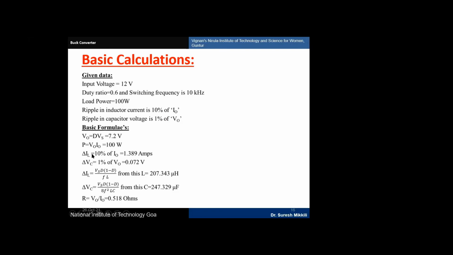The output power, if I want to calculate V naught, I naught, and the delta IL ripple is calculated, which is 10% of I naught, and ripple in the capacitor voltage is 1% of the V naught, that is calculated. And from the ripple in the current and ripple in the voltage, we have calculated the design of how much amount of L needs to be considered, how much amount of C, how much amount of R. So try to understand.